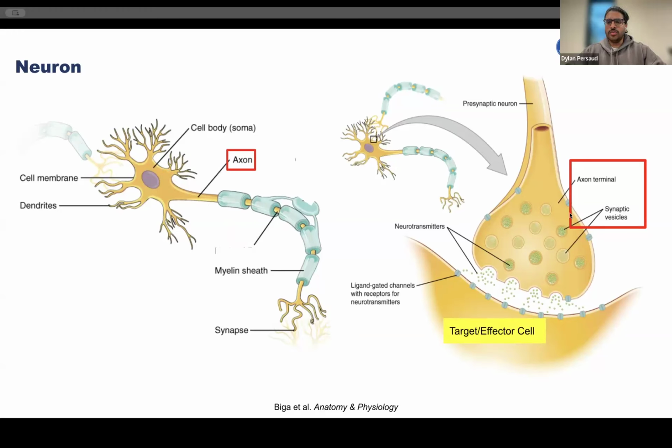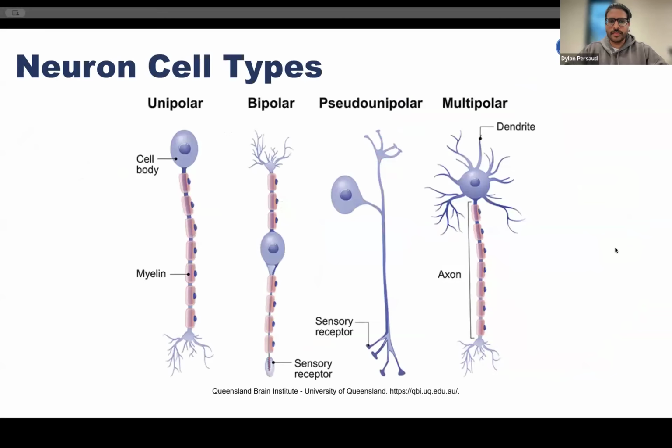And here we have just a zoomed in portion of the synapse. So you can see in the axon terminal and the synaptic vesicles, these are actually neurotransmitters that are in here. And there is some involvement with ions, which we won't really get into, but just know that in the synaptic vesicles, we have our neurotransmitters. That's what's actually being released. And then it will be released into the synapse where it can then bind to the target or the effector cell. Again, that would be a neuron or a muscle in this case. Okay, so I hope that is a little bit more clear.